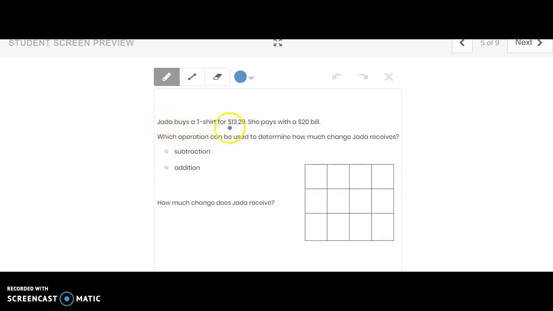Jada buys a t-shirt for $13.29. She pays with a $20 bill. Which operation can be used to determine how much change Jada received? So we need to find the difference to get the change, right? The difference between the $20 and the $13.29. And in order to find the difference, we want to do subtraction. That is how much change does Jada receive?